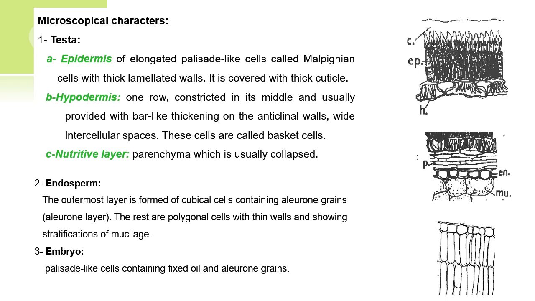Following the testa, there is the endosperm. The outermost layer of the endosperm is formed of cubical cells containing aleurone grains. Other cells have thin walls, showing stratification of mucilage. The mucilage in fenugreek is described as neutral mucilage. It acquires blue color with methylene blue. After the endosperm, we have the embryo, formed of elongated or palisade-like cells containing fixed oil globules and aleurone grains, with intercellular spaces.